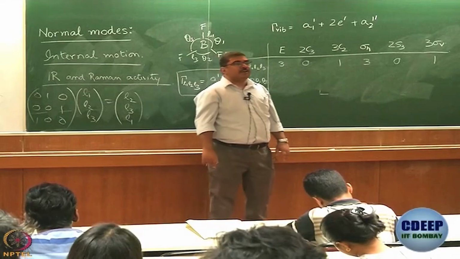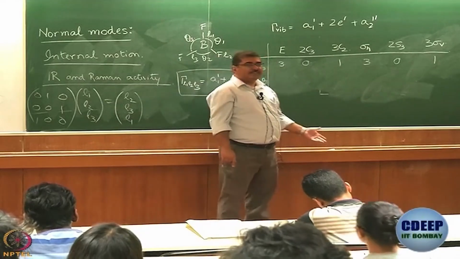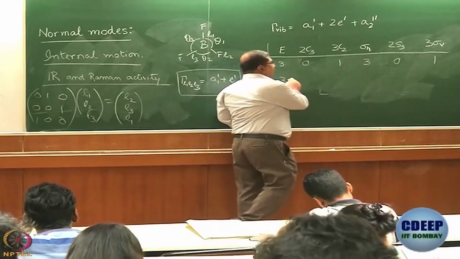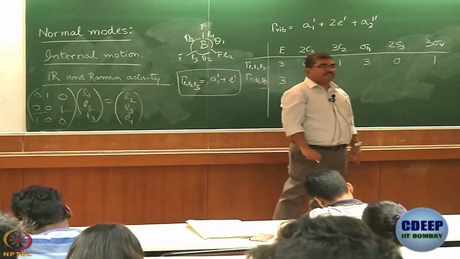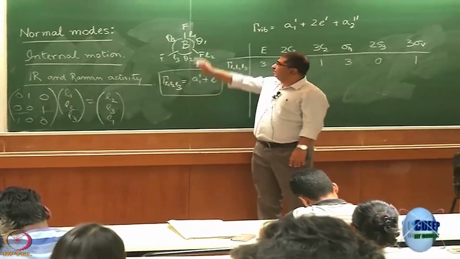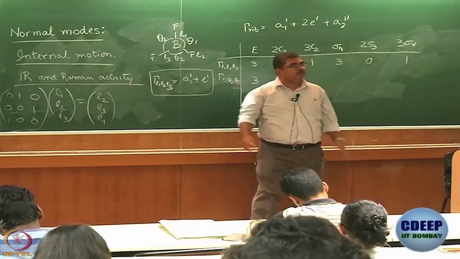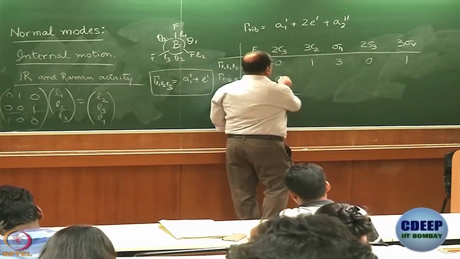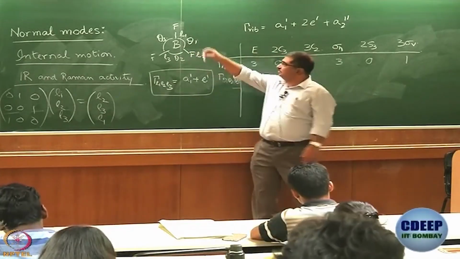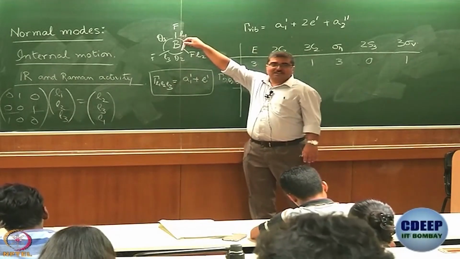What is the character of E 3? What is the character of C3? Theta 1 becomes theta 2, theta 2 becomes theta 3, theta 3 becomes theta 1. 0. What about C2? 1 or minus 1?